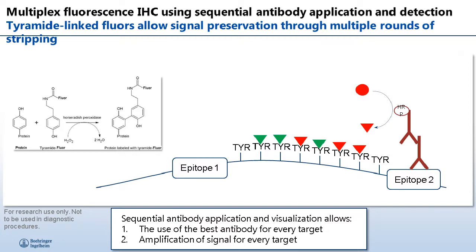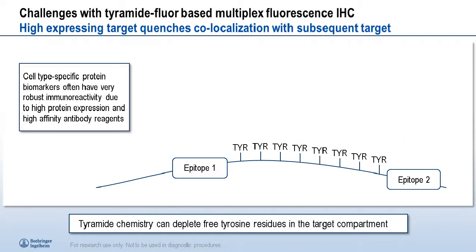Now, the challenge comes really when we start to look at co-expression of cell type specific protein biomarkers with our targets of interest. And this really relates, I think, a little bit with the chemistry of tyramide and a little bit around the idea of why these are cell type specific protein biomarkers in the first place. This is often because they have very high levels of protein expression in one cell type versus all other cell types. And they've been around for a while, these cell type biomarkers, and so we have very high affinity reagents for them. Combined with high protein expression, this leads to some really intense and robust immunoreactivity.